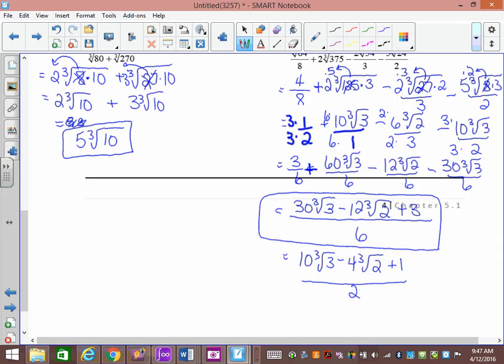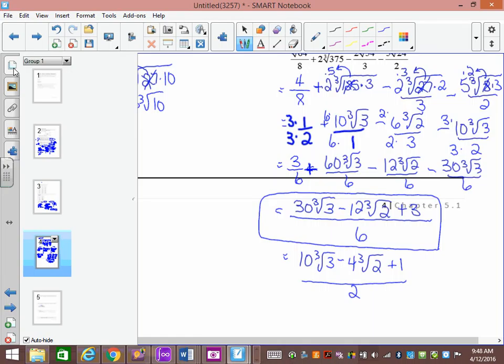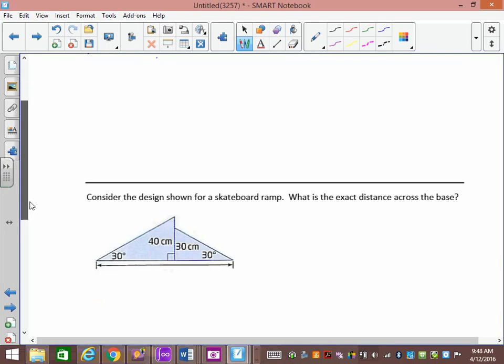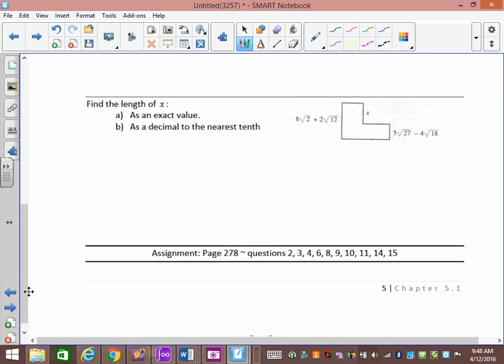So let's look at this shape. And you can fill in the numbers because they're a little shady. This one is 8 root 2. So if you want to make yours a little darker, you can. This is 8 root 2 plus 2 root 2. This is an x. This is 5 root 27 minus 4 root 18.